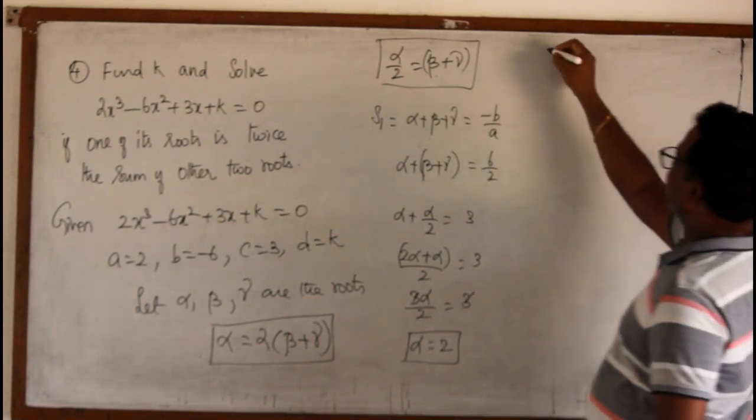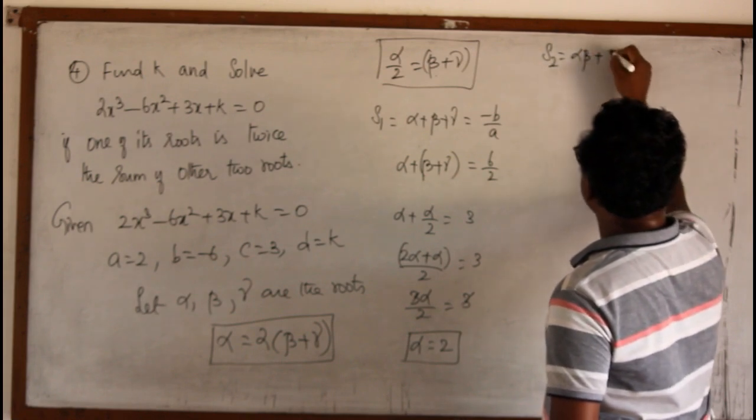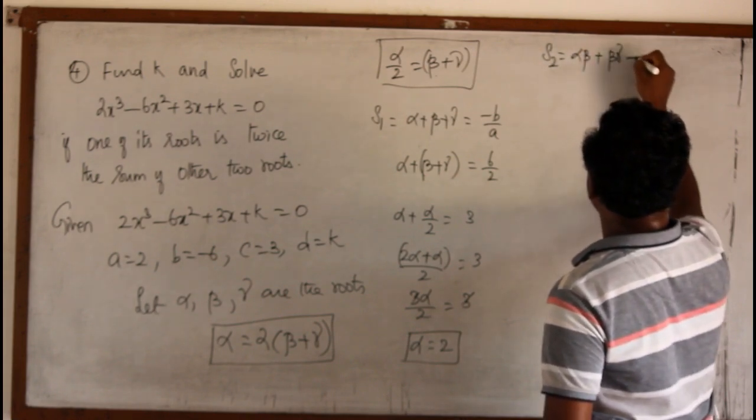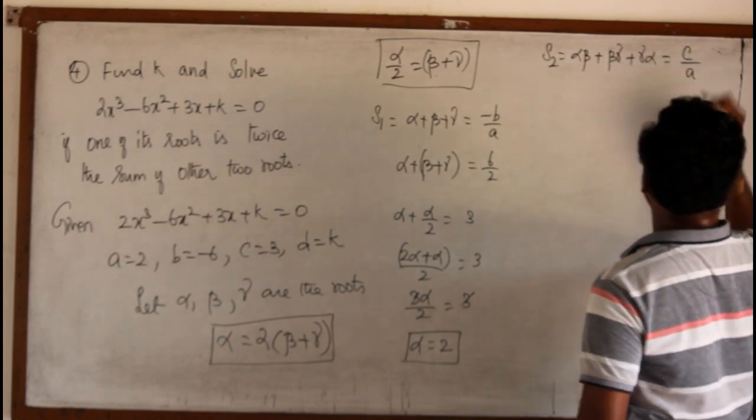Now let me take S2. S2 is alpha into beta plus beta into gamma plus gamma into alpha. That is our c by a.